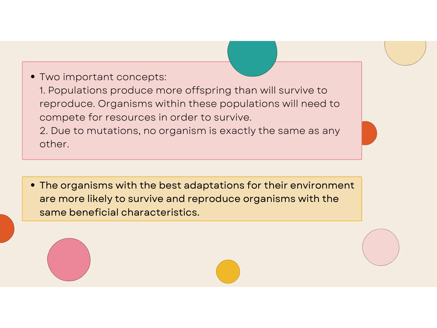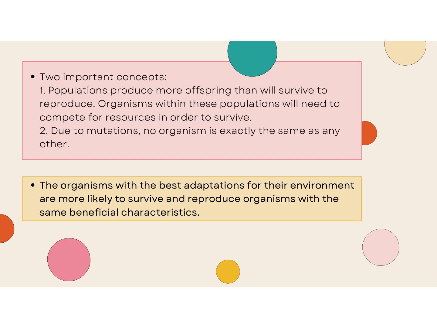There are 2 important concepts when we talk about how life changes over time. Number 1, populations produce more offspring than can survive. So not all of the organisms that are reproduced are going to be successful in their environment. They are going to grow, and they are going to be able to hunt for food or go through photosynthesis if they're autotrophic.